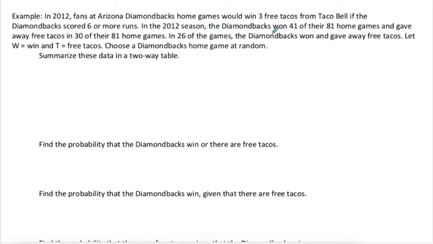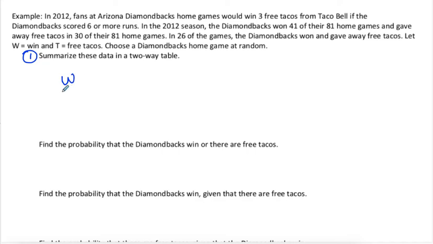In 26 of the games, the Diamondbacks won and gave away free tacos. Let W be a win and let T be the free tacos. So if we chose a Diamondbacks game at random, can we answer the following questions? The first thing we want to do is organize our data. Can we summarize these in a two-way table?